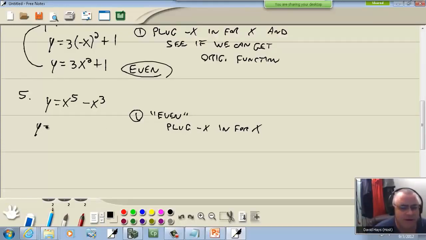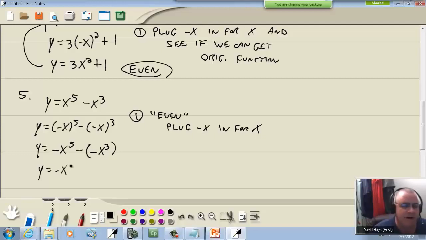Okay, so we got y is equal to negative x to the fifth minus negative x to the third. Well, negative x to the fifth, a negative to an odd power is always negative, so this gives us negative x to the fifth. And here we got minus, and then a negative x to the third power, again, gives us negative x to the third. So this would become y is equal to negative x to the fifth plus x to the third.